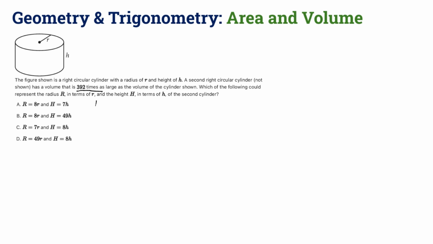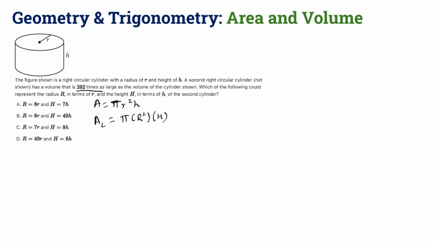We know that the volume of a cylinder is pi r squared h. Okay, and so the volume of the large cylinder would be pi times uppercase R squared times uppercase H.